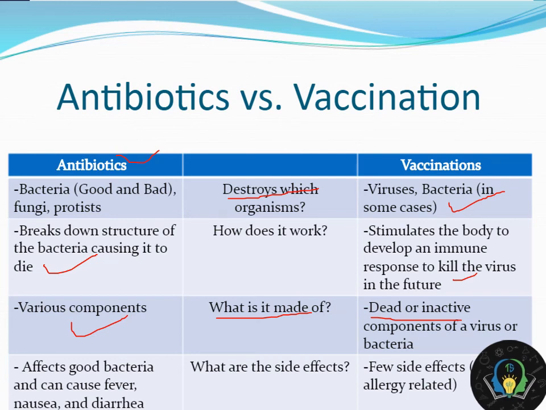And the last difference between them: what are the side effects? Very important. Antibiotics affect the good bacteria and can cause fever, nausea and diarrhea. In vaccination, there are very few side effects, mostly allergy related, and hence the doctor will always ask you what allergies you have had in the past, and based on that he or she will provide you the vaccination. So I hope it is crystal clear how antibiotics are different from vaccination.